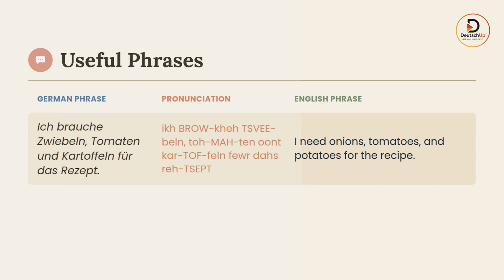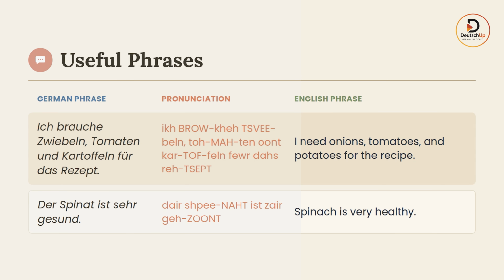Now next, if I want to say spinach is very healthy, how will I say that? I will say, der Spinat ist sehr gesund. Next we have on the list flowers. So what do we call flowers? We call them die Blumen.